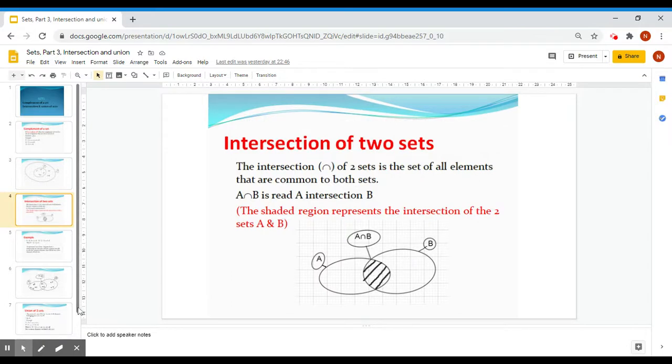Now, the intersection of two sets. The intersection of two sets represents the common elements between the two sets. So this is set A, this is set B. They overlap at this part, which is the shaded part. This shaded part represents the intersection of both sets, and this is the symbol for intersection.